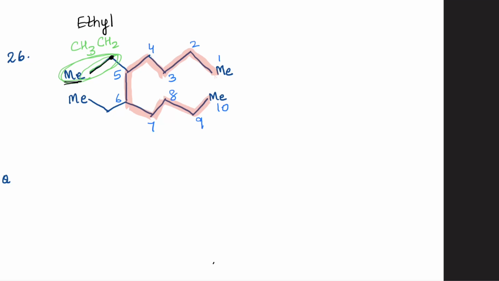So when you have this compound, the compound would be named as 5,6-diethyldecane. Yes, this methyl is the terminal, it's the end of the chain or the beginning of the chain in each case. So it will be part of the chain. You're not going to name it as methyl.